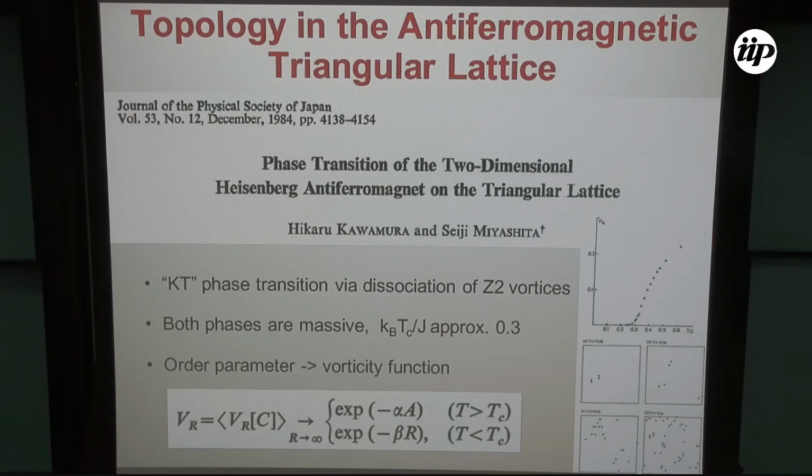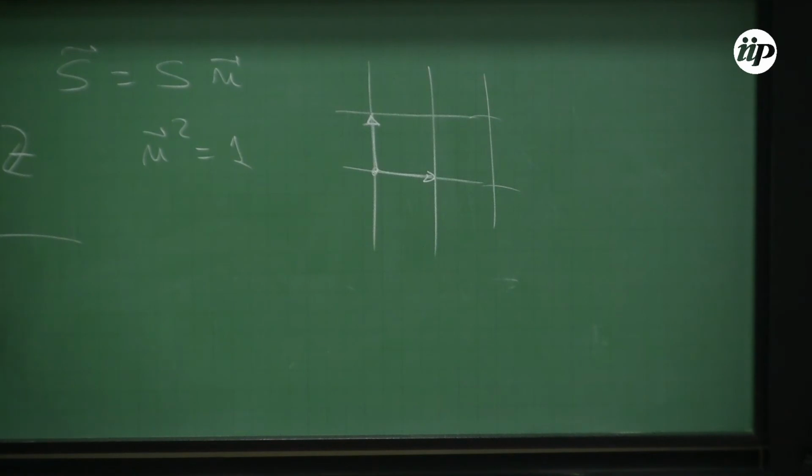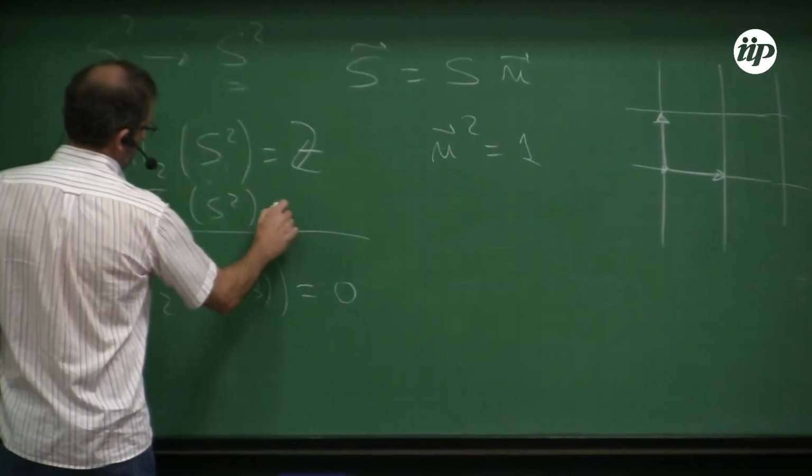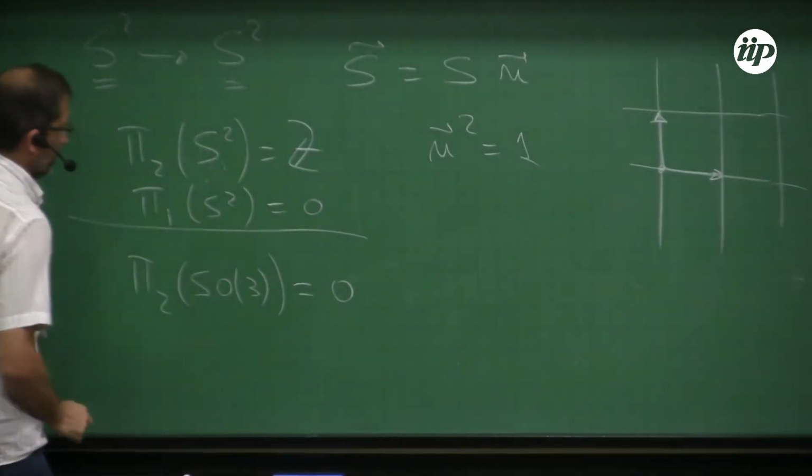Well, the picture changes completely, because now the order parameter is no longer S2, but SO3, okay? And that means that the equivalent of this, pi 2 of SO3, is trivial. So there are no skyrmions in this theory. As in this case, there are no vortices, okay?